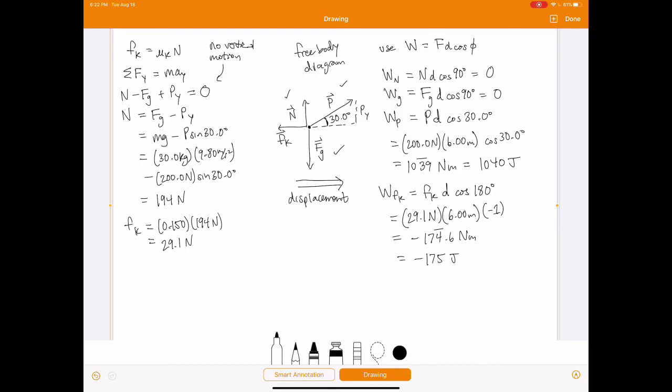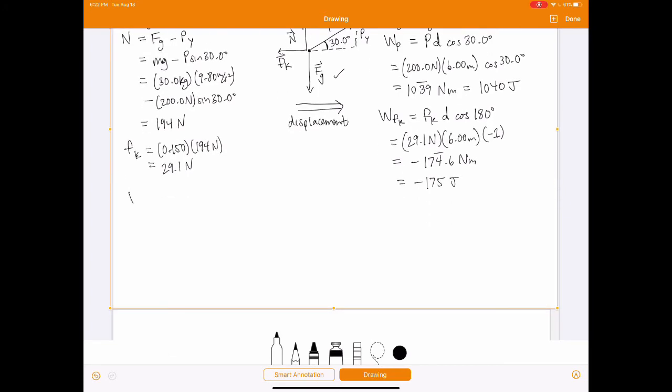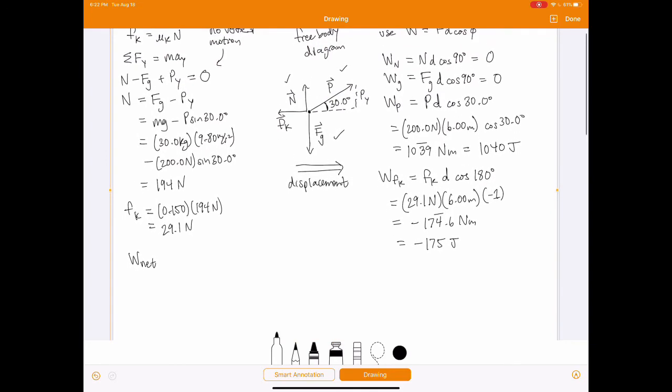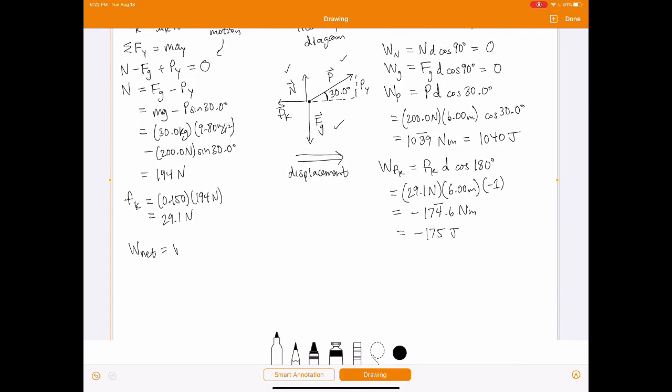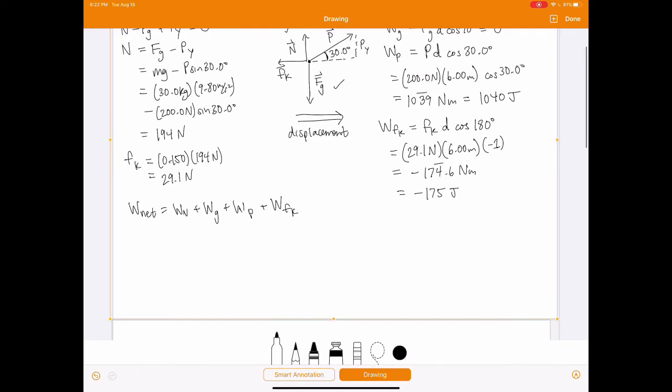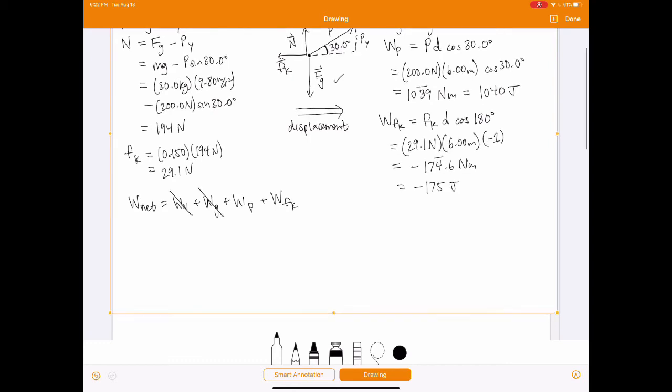Okay, so the next part is we're going to calculate the net work done by all of these forces added together. So we have 4 different things to add. We have the work done by the normal force, we have the work done by gravity, we have the work done by the pull force, and then we have the work done by friction. But luckily for us, we found the normal force doesn't do any work and neither does gravity, so we're just worried about those other two terms.